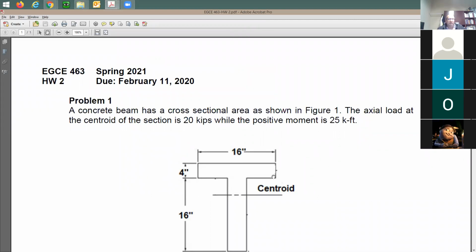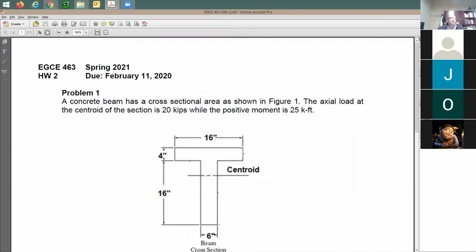So first you need to find out the centroid. Any questions on finding the centroid? No, that's fine. So we're going to be finding here two distances. This one here, you can call this y top, Y sub T or top. The other one, which is this dimension from the centroid to here, you're going to call this y bottom.